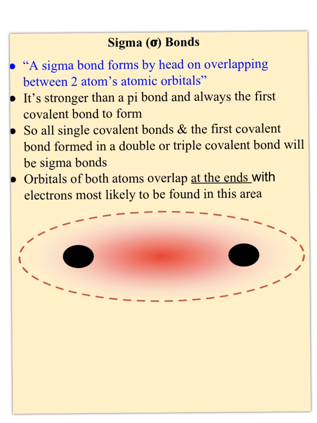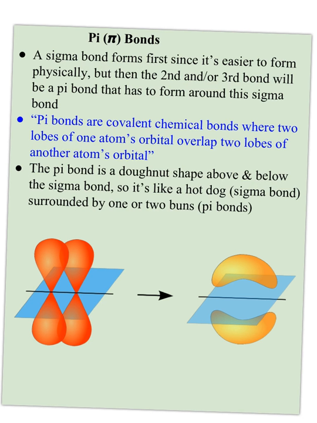So single bonds and double or triple covalent bonds will always have a sigma bond. Now if another pair of electrons gets shared, they'll have to overlap around this sigma bond, and that will form a different kind of bond known as a pi bond. The orbitals of the atoms overlap at the sides, and again, kind of like moving your hands together until your thumbs overlap each other. That would be your sigma bond. A sigma bond forms first since it's easier to form physically. It's just easier when those two just have to move close enough to overlap. But then the second and third bonds have to form above and below it.